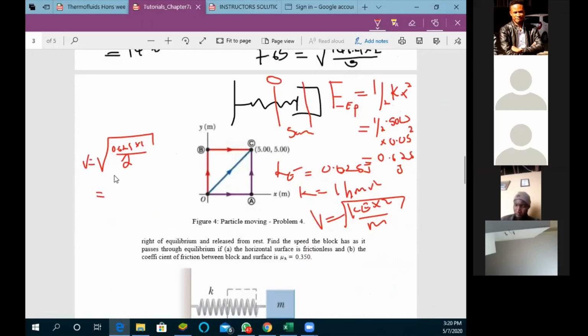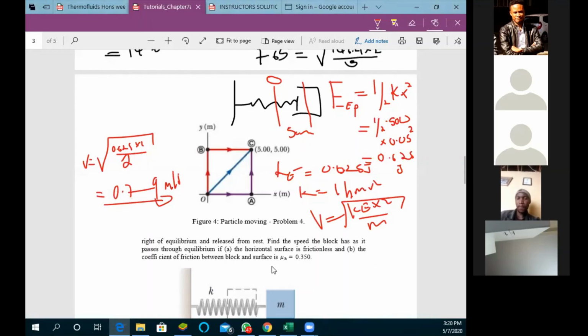Okay, now let's calculate. What do we get here? 0.79. Let me just confirm that. Yeah, thank you. It's 0.79 meters per second. So that's the speed this object attains when it gets to the equilibrium position in the scenario where we don't have friction.